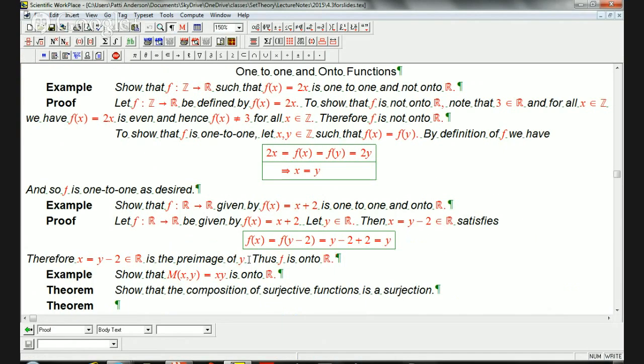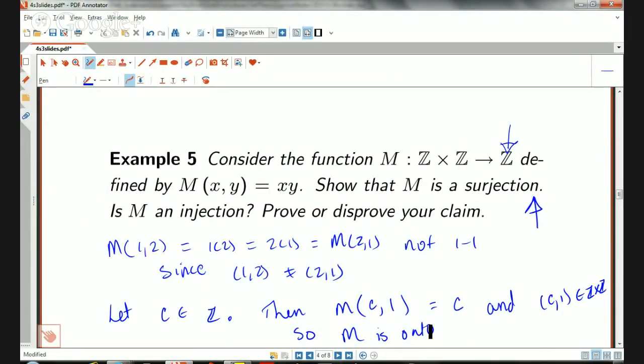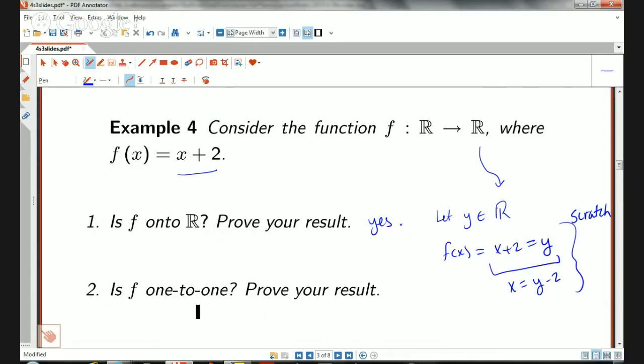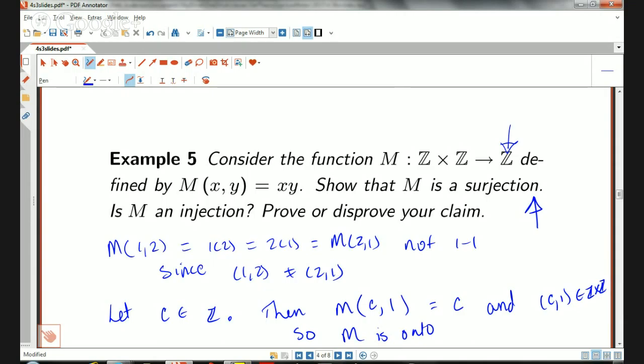Okay, how did that work? Plug it in. This one is onto, but not one-to-one. It's the opposite of the first example. Surjection and onto are the same. Let's go do our proof for this one.